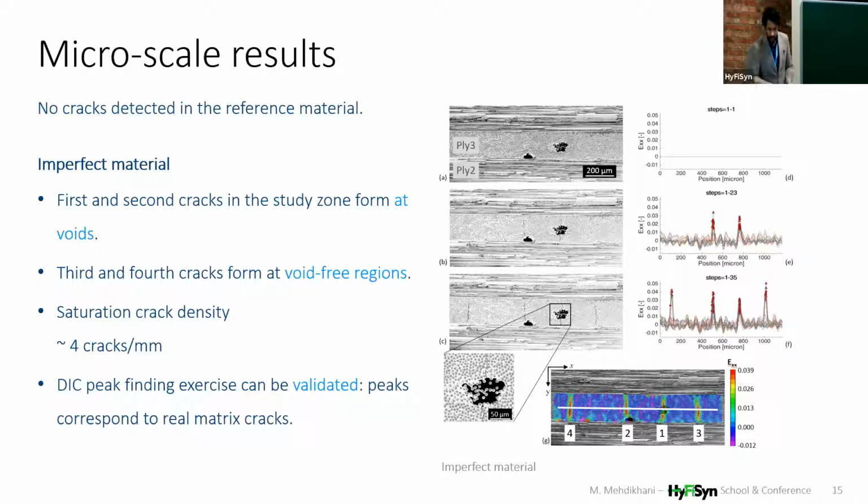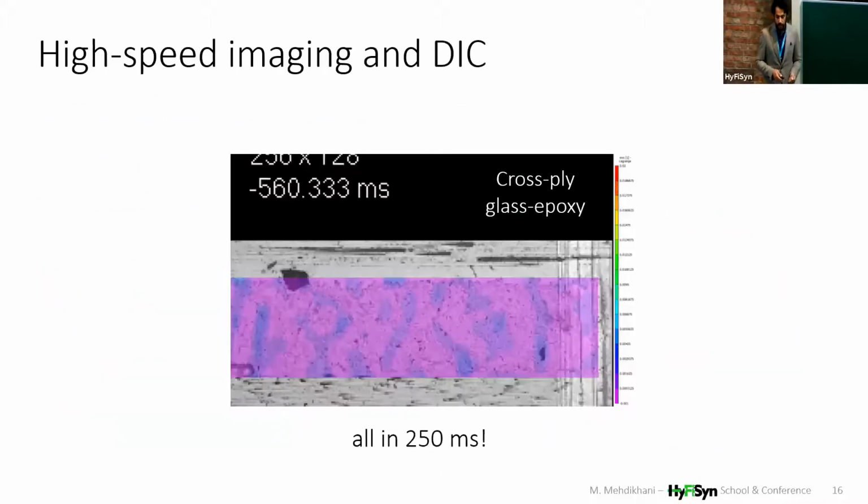So that's about detection of cracks using DIC at different length scales. We are also performing high-speed imaging on multidirectional glass fiber epoxy material. And we can see that in a very, very short time period of 1/4 of a second, this crack forms here somewhere, not at the edge, but a little bit further from the edge, and spans through the thickness.